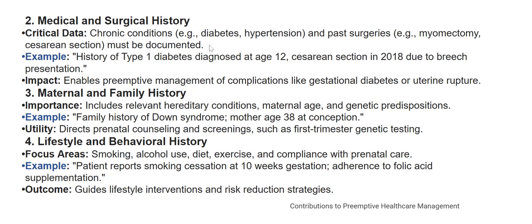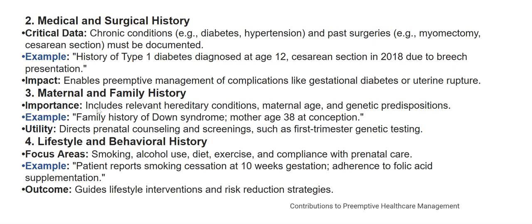Critical data: chronic conditions, for example, diabetes, hypertension, and past surgeries, for example, myomectomy, cesarean section, must be documented. Example: history of type 1 diabetes diagnosed at age 12, cesarean section in 2018 due to breech presentation. Impact enables preemptive management of complications like gestational diabetes or uterine rupture.